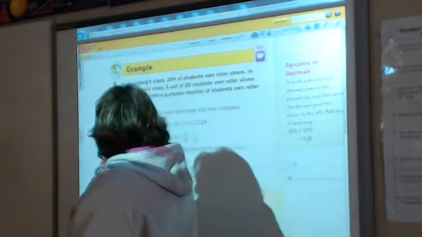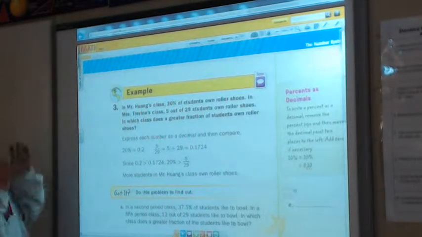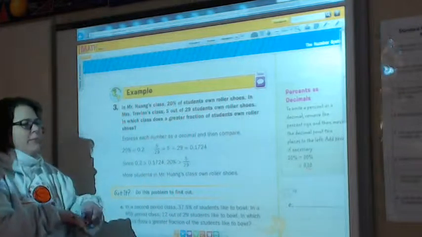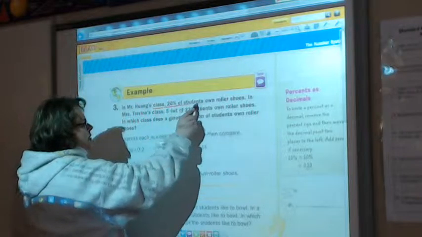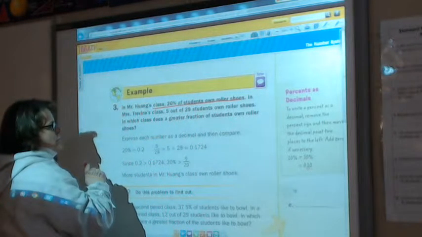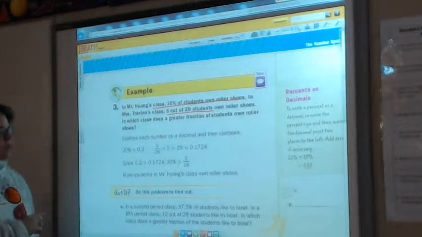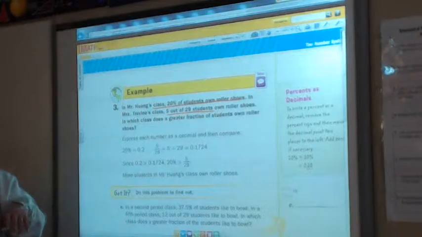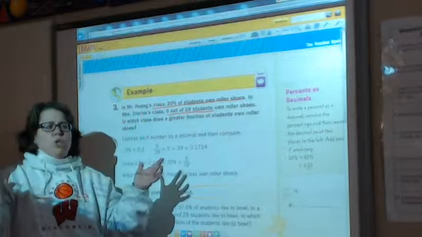Okay, so on this page, this is essentially the same thing. You're going to be comparing, but this time you're going to be comparing in a word problem. And they give you a situation in the word problem. In this first word problem, it says that in Mr. Hong's class, 20% of the students own roller shoes. But in Mrs. Trevino's class, only 5 of the 29 students own roller shoes. So now you're given a percentage and you're given a ratio. And you have to compare them. So you need to put them in some sort of equal unit.